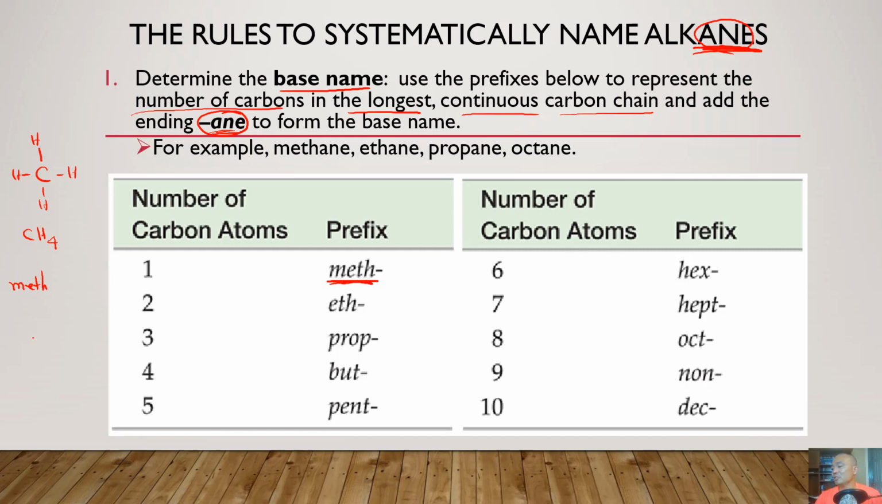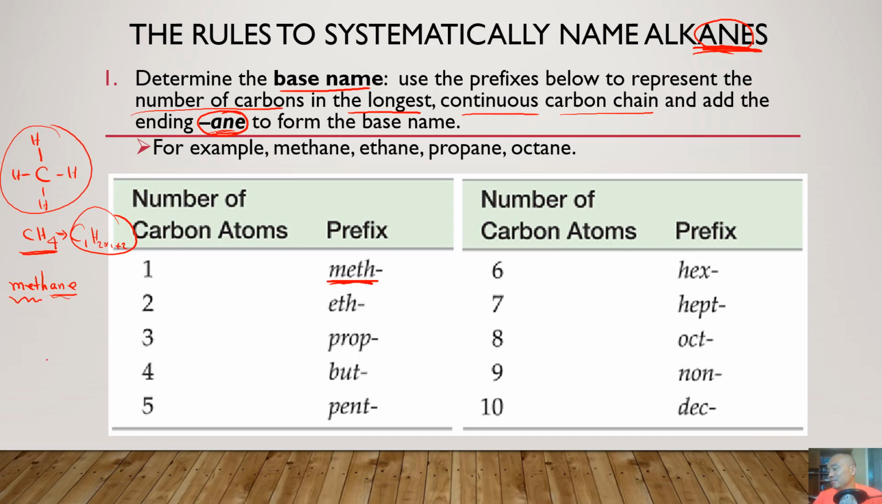But do remember, since this one is an alkane, it's the same as CₙH₂ₙ₊₂, right? So this is an alkane. It's saturated. It's all single bonds, as you can see. So this is an alkane, so you will also have an ending of ANE.